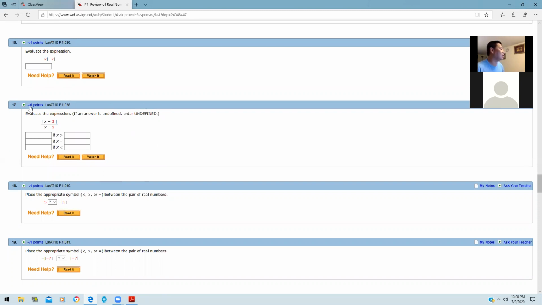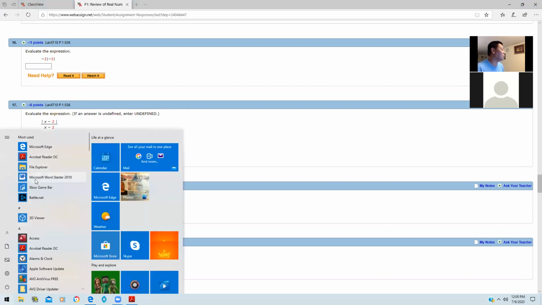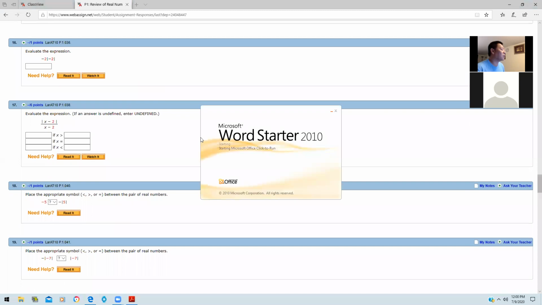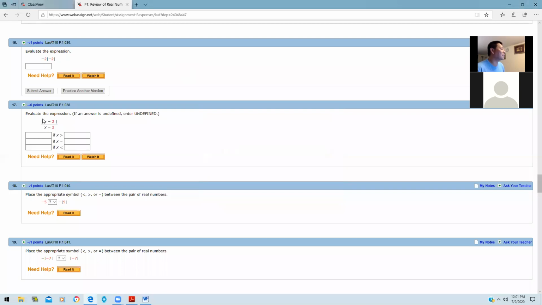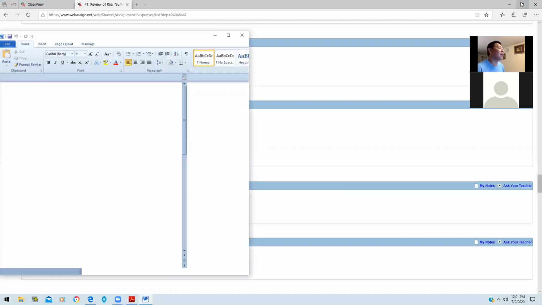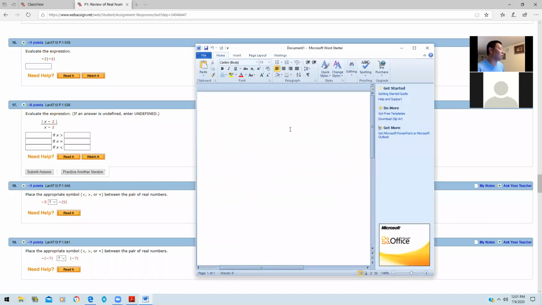This is the one that a lot of students have questions about, because they don't know how to do the work here. I'm going to teach you how to do question number 17. This question is asking us to evaluate the expression absolute value of x minus 2 divided by x minus 2, and then they give these 3 choices here. I'm going to teach you how to do this kind of question.